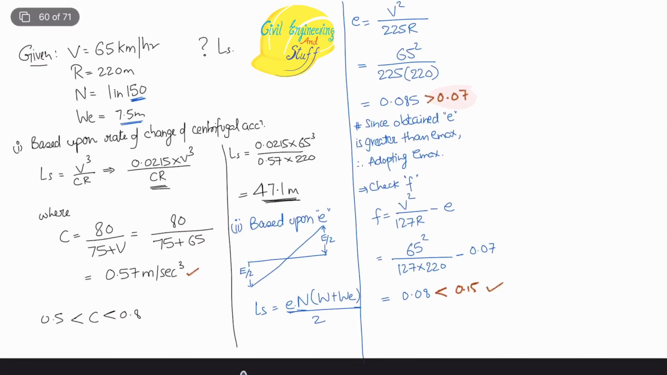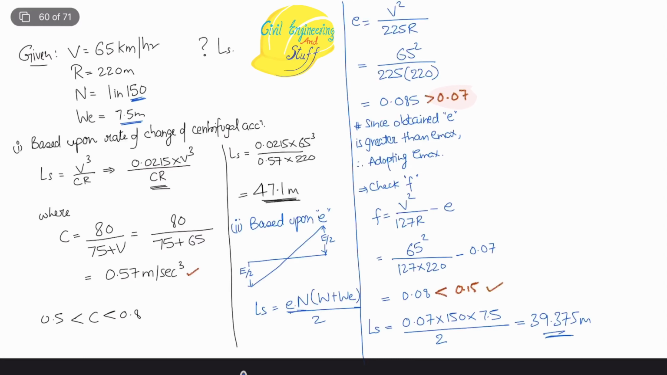Okay, so moving on to the question, we have to find out the length of the curve. So length of the curve is equals to, we have E value 0.07, N is 150, and in the question it says that the pavement width including extra widening. So we have 7.5 divided by 2. So this value comes out to be 39.375 meters. Okay, so this is your second value.